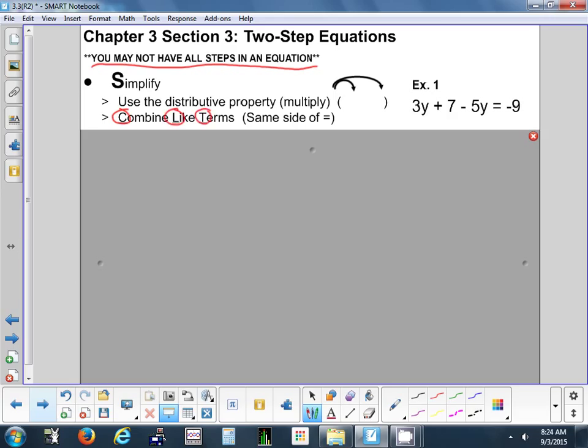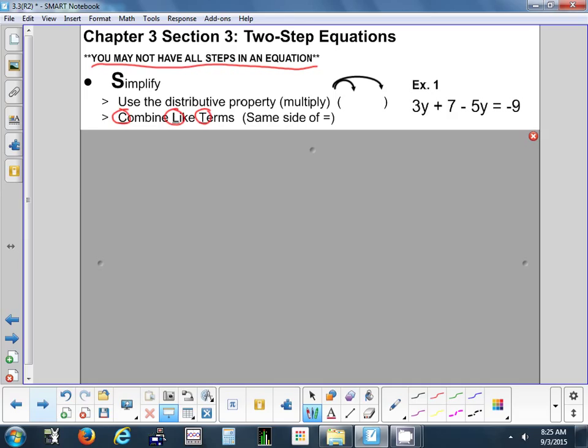Right, so what are we going to do now? CLT. That's combine like terms. Big important thing here, guys: make sure those like terms are on the same side of the equal sign. You can't have a 4y on one side and a 3y on the other side. It doesn't work that way. They have to be on the same side of the equal sign. They can't be on opposite sides. Okay? So, let's look at this example.